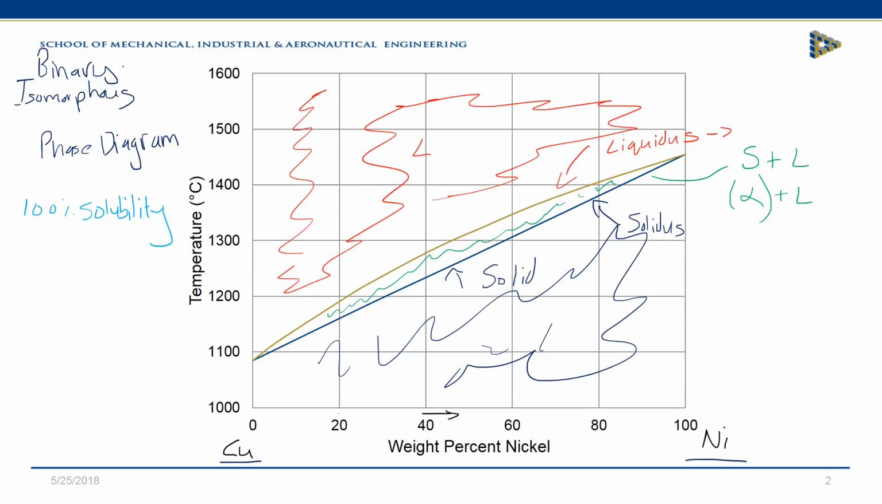Okay, and that means that no matter how much nickel I add to my copper, I will always, on solidification, have a single phase resulting, right? I'm not going to have a second phase, I'm not going to have a precipitate, I'm going to have a single phase, which will be a combination of nickel and copper. And no matter how much nickel I add to my copper, I will have this 100% solubility. And likewise, no matter how much copper I add to my nickel, the same thing.